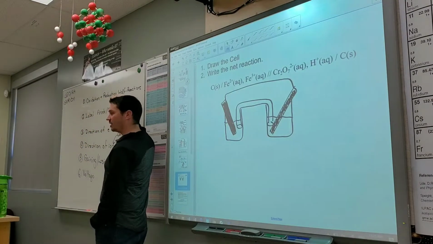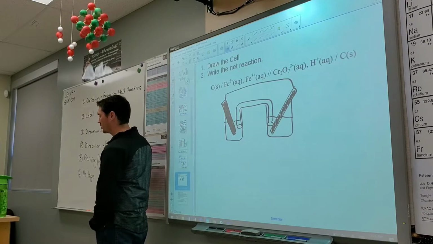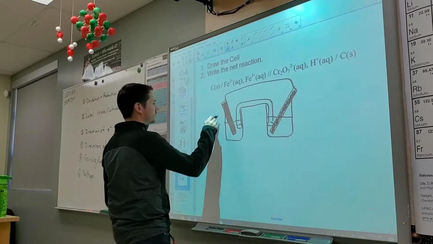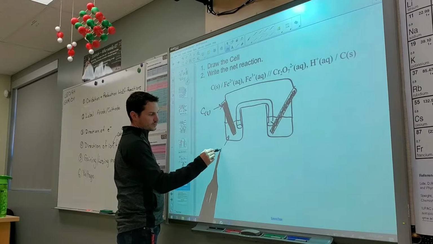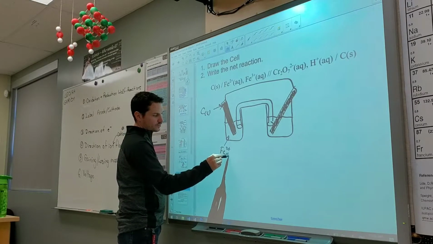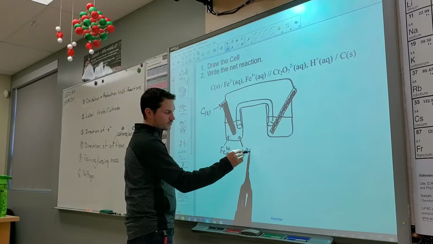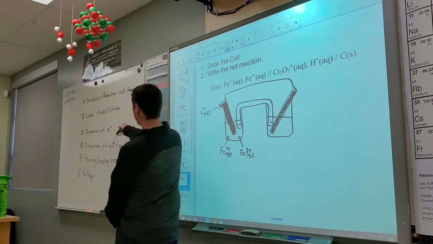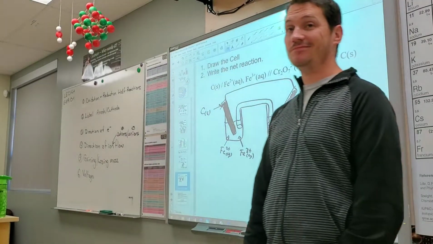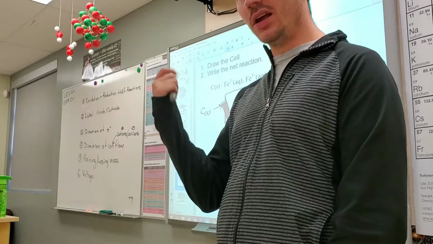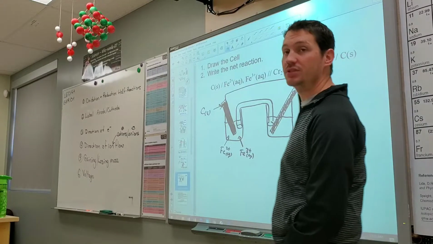Is anybody having any trouble answering any of these questions? Okay. How would you answer question 2? Label the anode and the cathode? Okay. They're both the same, so one of them's going to be one, and one of them's going to be the other, and you have to tell me which one is which, right?